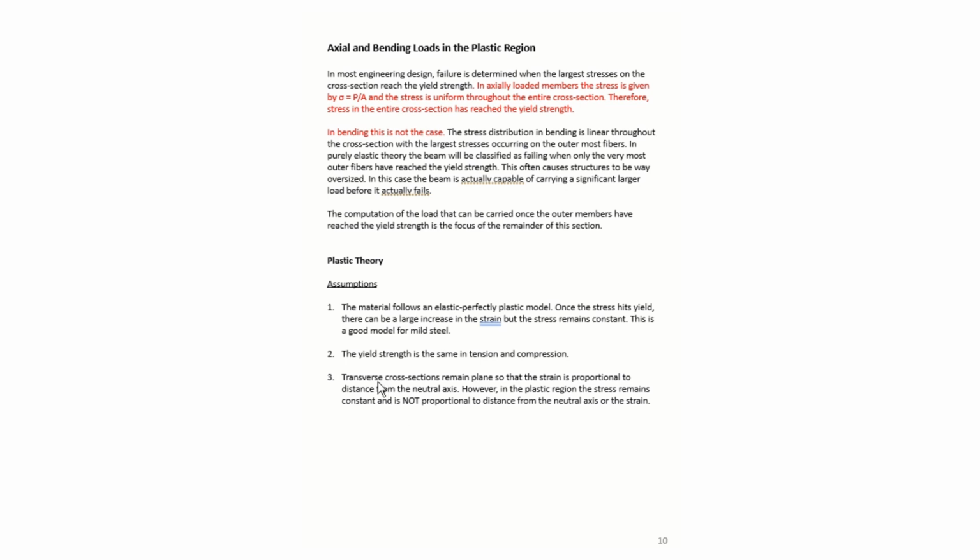We're also going to assume that transverse cross sections remain plane so that the strain is proportional to distance from the neutral axis. However, in the plastic region, we're going to assume that the stress remains constant and is not proportional to the distance from the neutral axis. So this is a big difference here, and we'll talk a little bit about this assumption in the following pages.